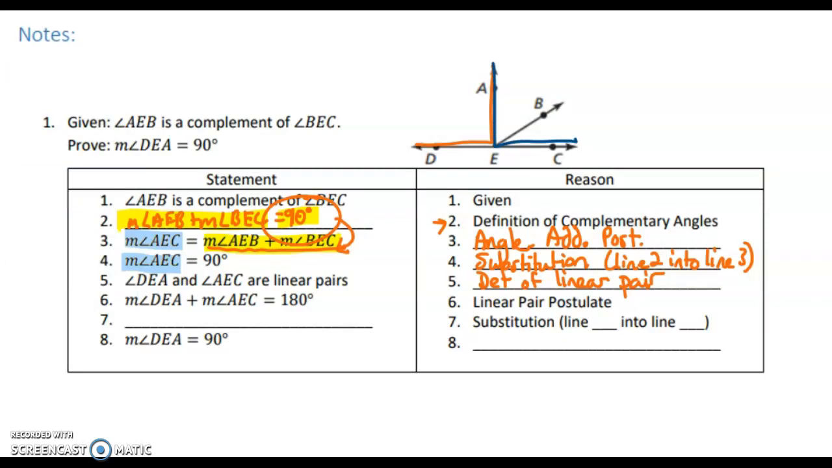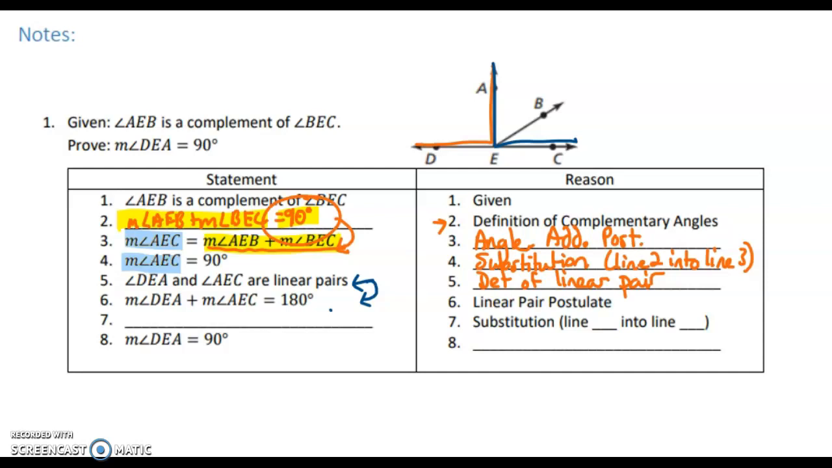So now, because they had the statement that they are linear pairs, they were able to then say, if DEA and AEC are linear pairs, then the measure of angle DEA plus the measure of angle AEC equals 180. And that's because of the linear pair postulate. So remember, you have to have this statement that the two angles are linear pairs to then make this statement. And that's what the linear pair postulate lets you do. It lets you go from line 5 to line 6. And that's what that one does.